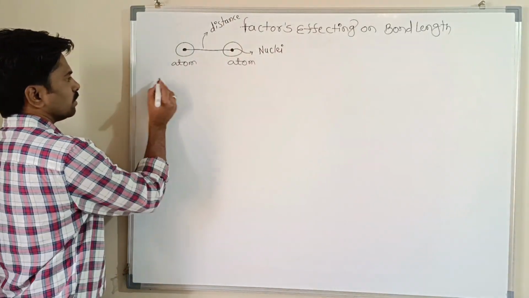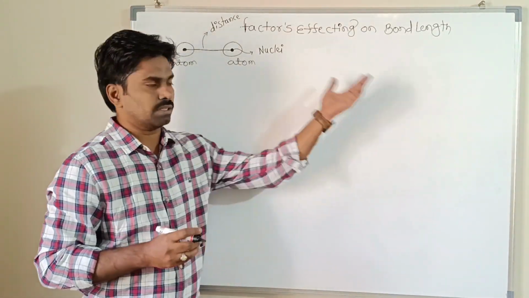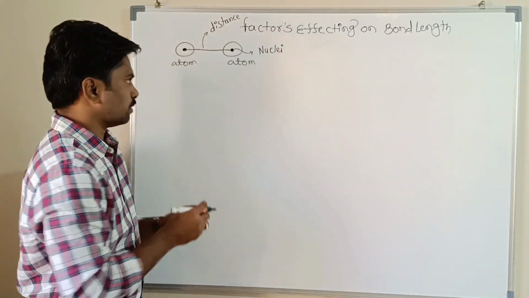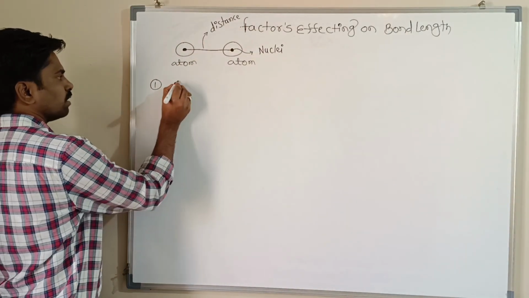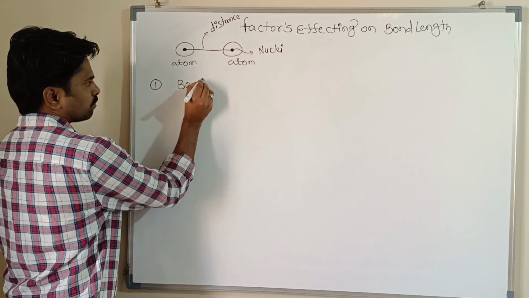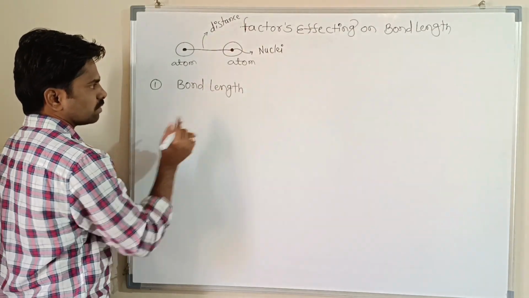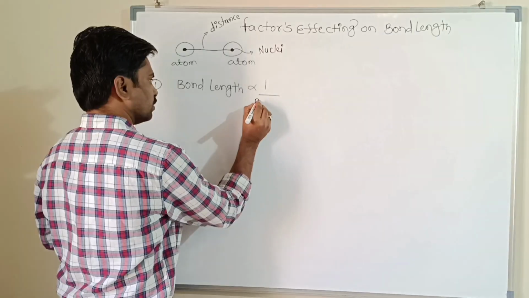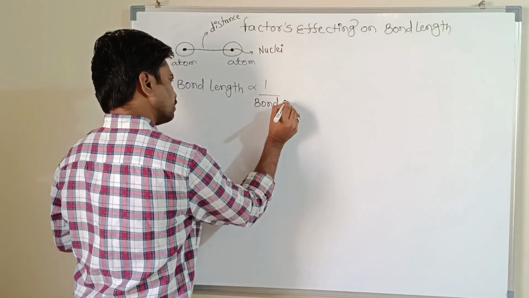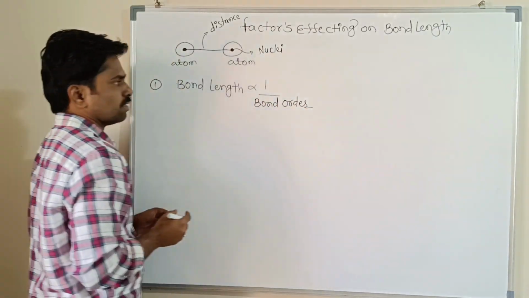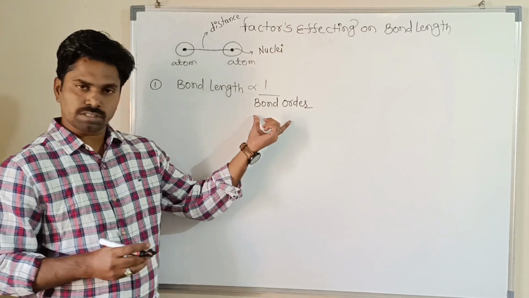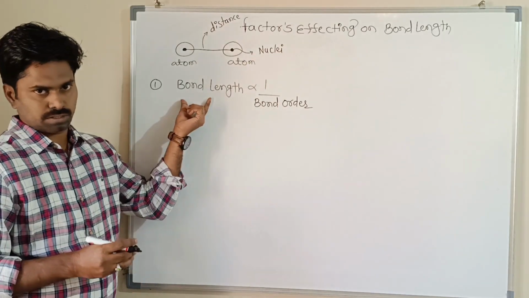So now, which factors affect the bond length? So there is factor 1, bond order. Bond length is inversely proportional to bond order. So if the bond order increases, automatically the bond length will decrease.